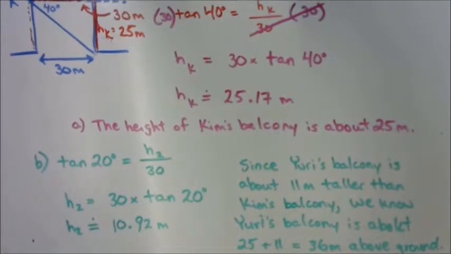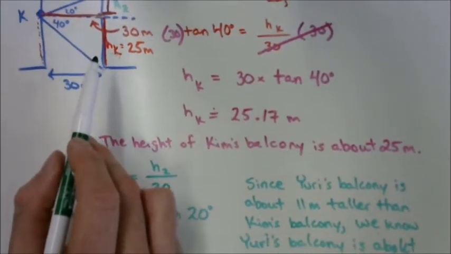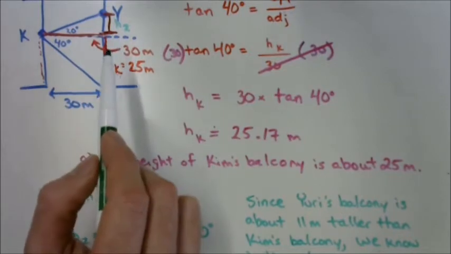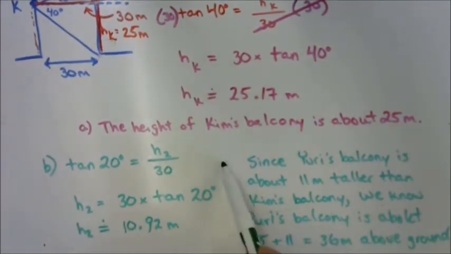And that's example number 1. We first used the information that we had to calculate the height of Kim's balcony. Then we found this missing height. We added them together to get the height of Yuri's balcony. And we finished it off with a statement.